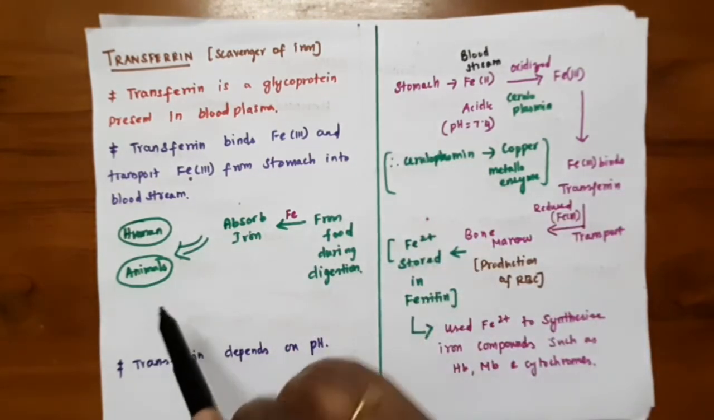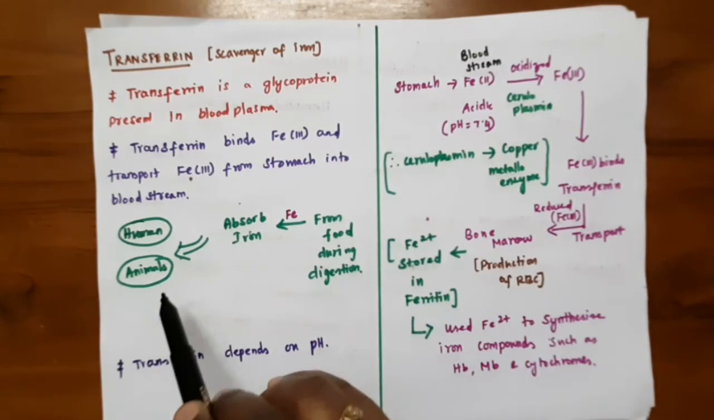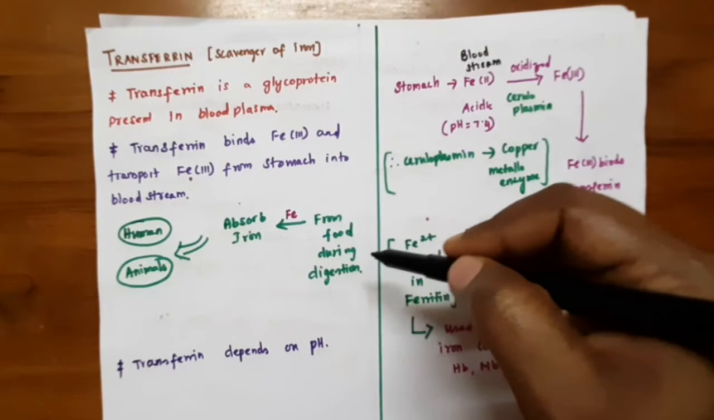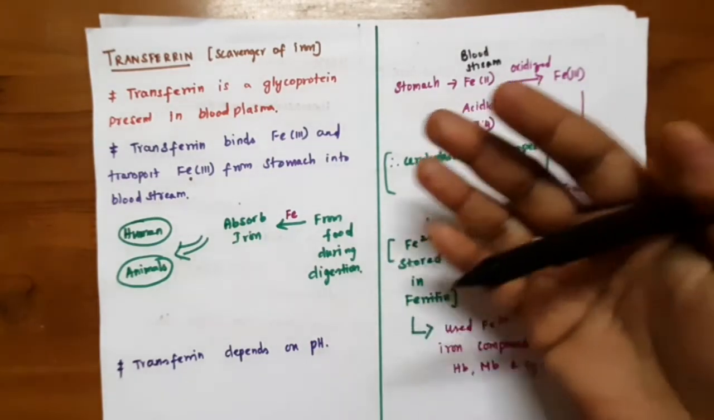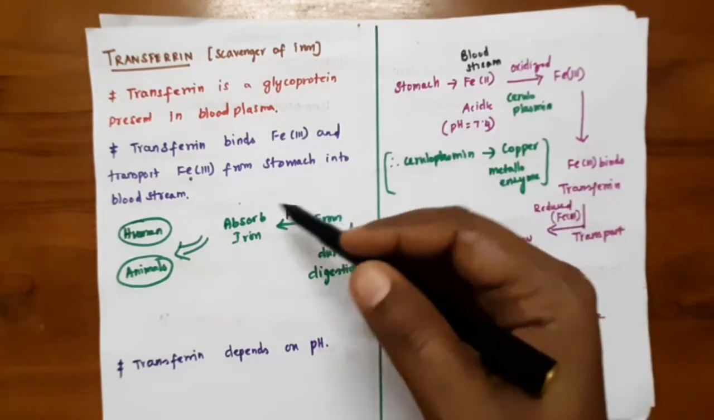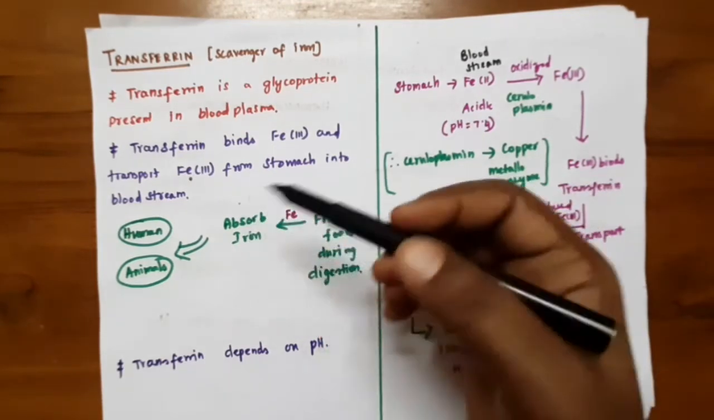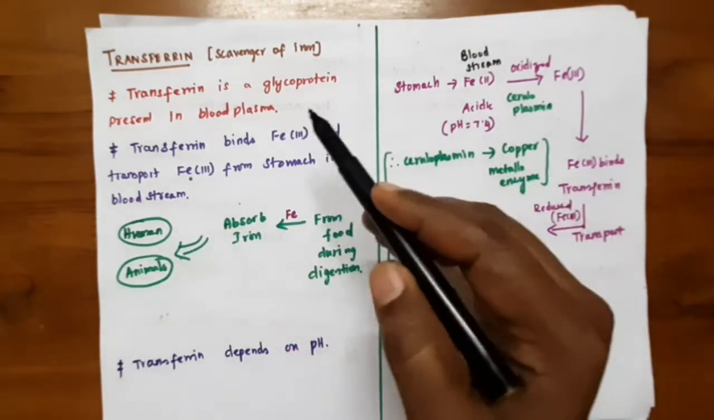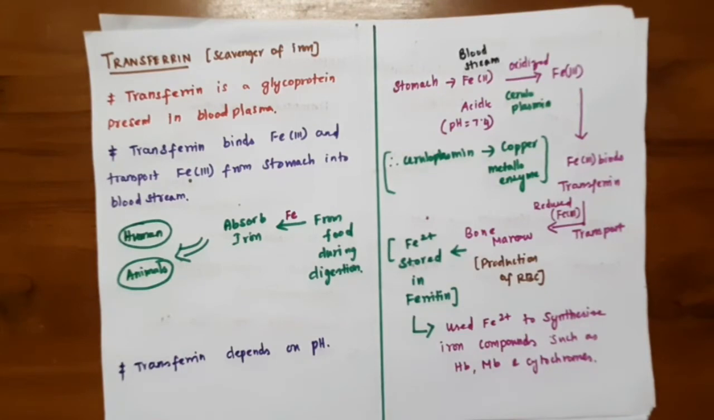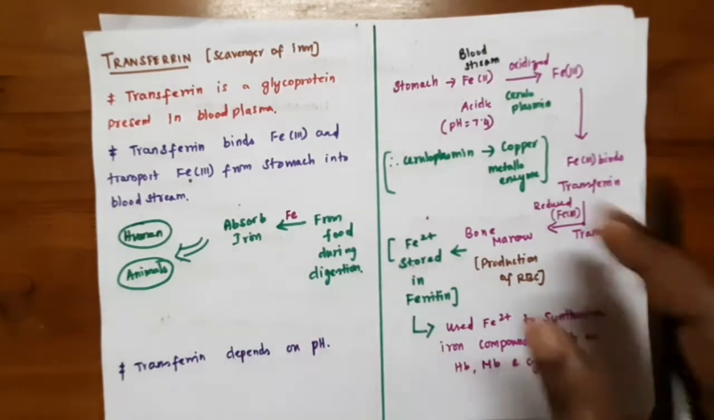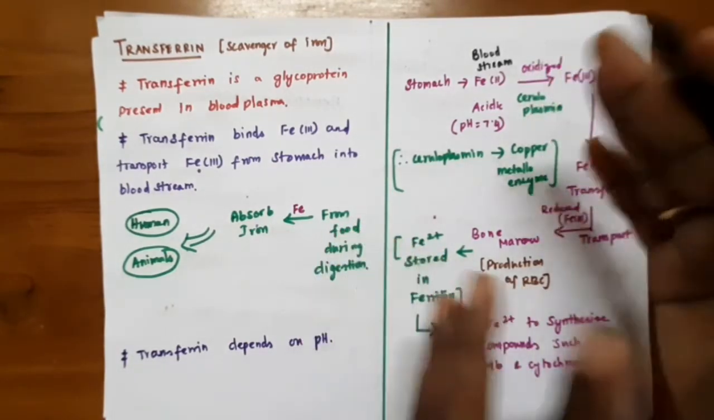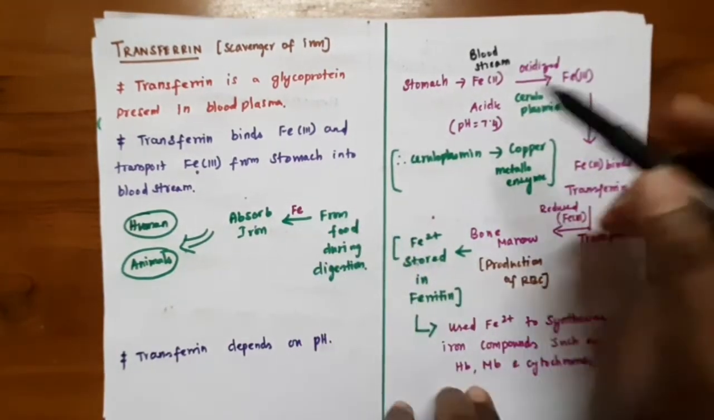So humans and other animals absorb the iron from the stomach during the digestion of food. When the food taken by humans or animals is digested, it releases the iron, and the released iron is absorbed in the stomach. This transferrin protein mainly depends on the pH. And if you see the role of transferrin, I have given the schematic mechanism of this transferrin.